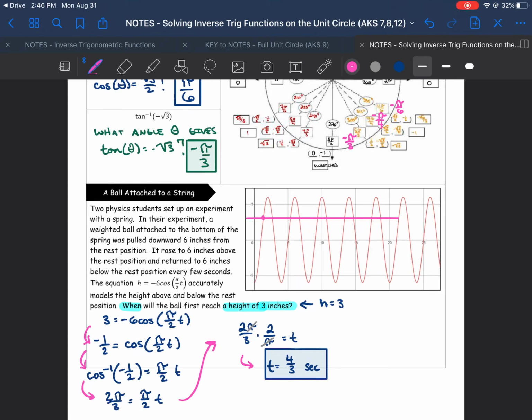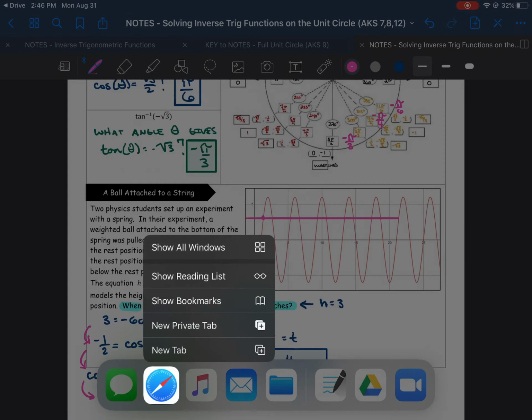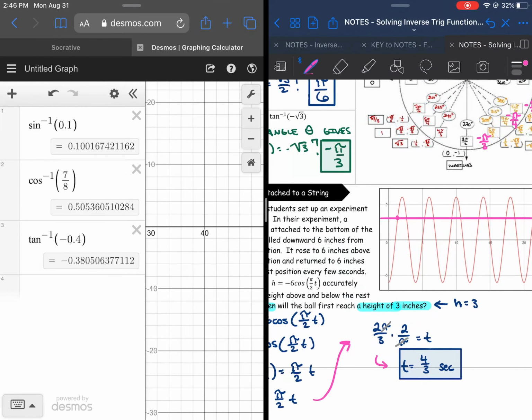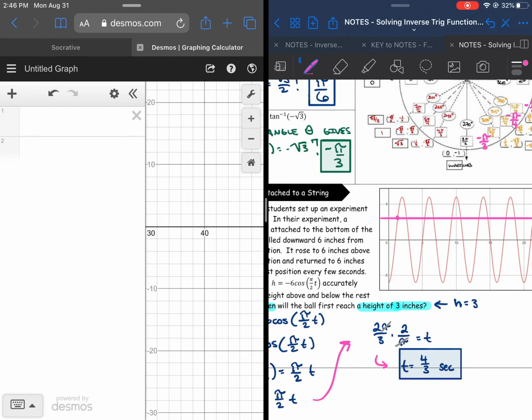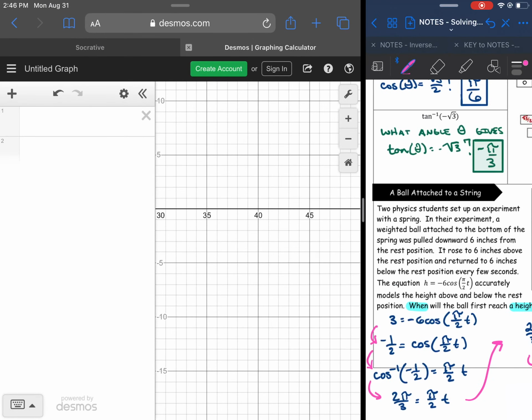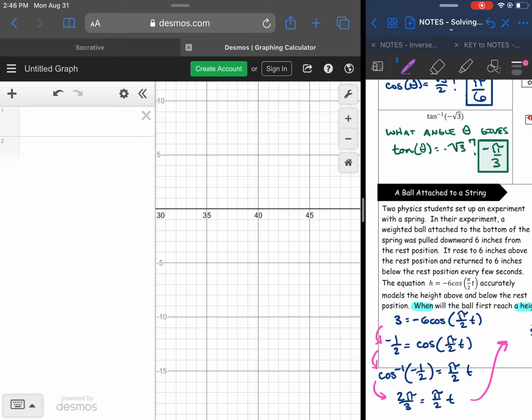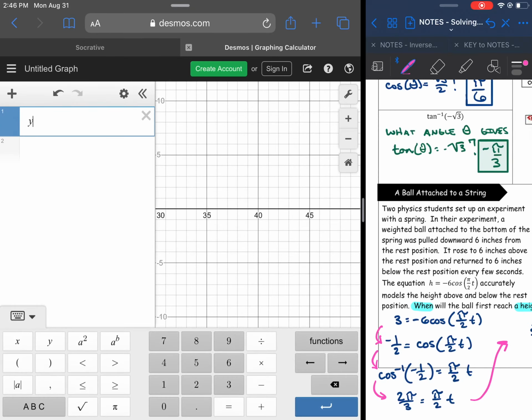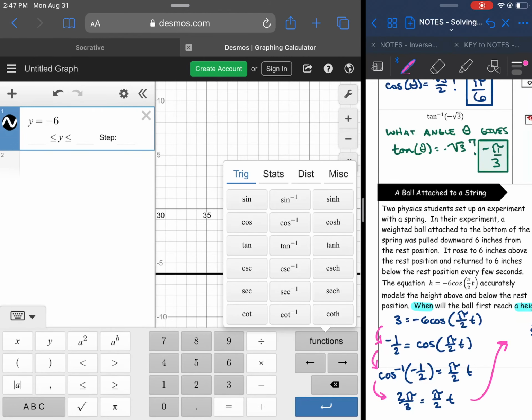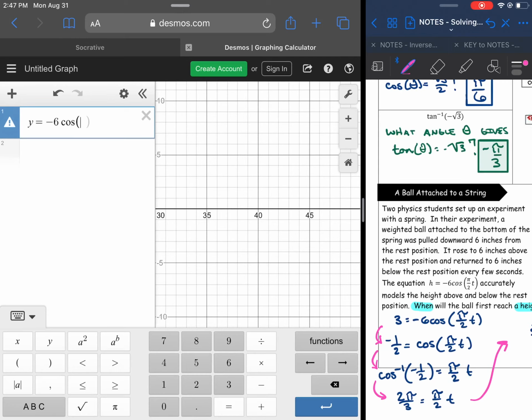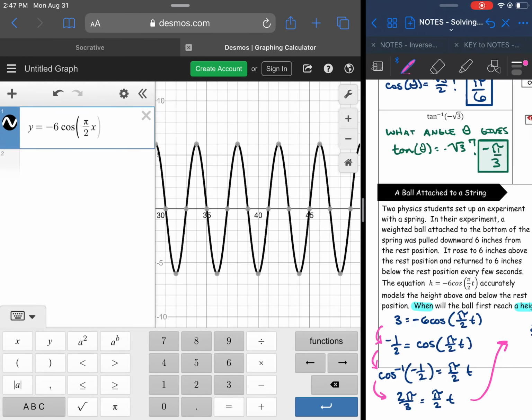But let me show you how Desmos can actually get a perfect answer for us. Okay, so let's hop right back over to Desmos. Okay, so in Desmos, and let me clear out some of my work here. The first thing I'm going to do is put in the function. And instead of using h and t, I'm going to use y and x. So I'm going to let y equal h. So y equals -6 cosine pi over 2t. And instead of t, we're going to use x. Again, we're just using variables that Desmos is very comfortable with.